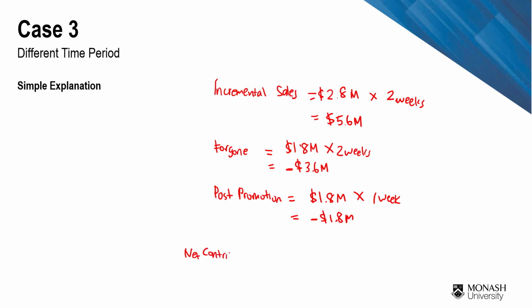Because of that, we can work out our net contribution to profit. It's 5.6 million minus 3.6 million minus 1.8 million. If you work this out on your calculator, this will give you 1 million. Okay, so I hope that makes sense.